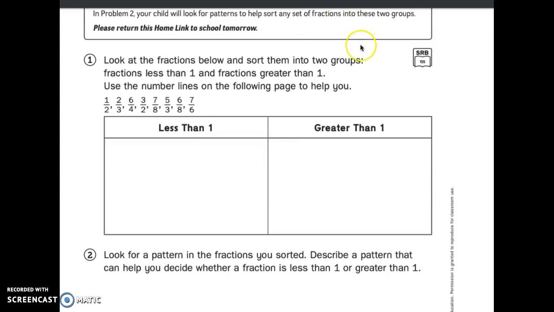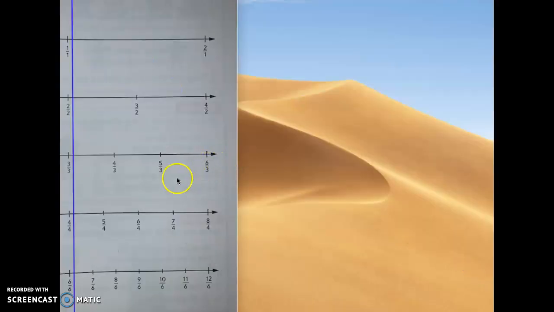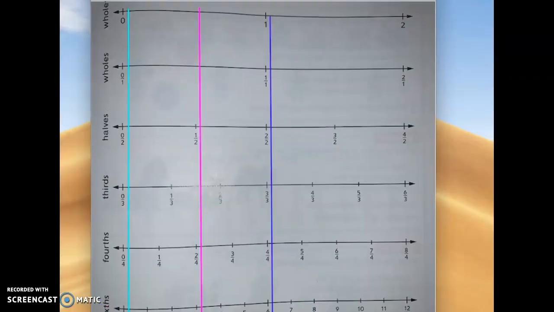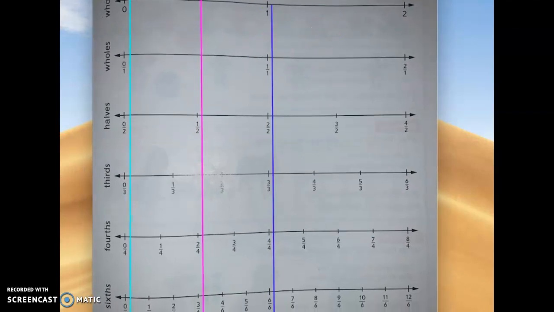Okay, you're going to want to look in your student reference book, page 145, and that's going to bring you to your number line like this. Because remember, here's a whole, 1/1. If I have one part out of 1, that's a whole. If I have two parts out of 2, that's a whole. This is our whole line.